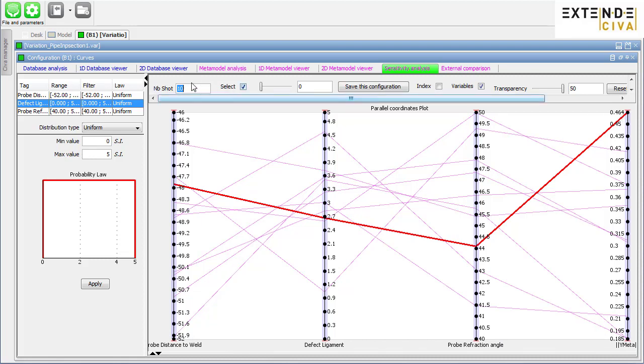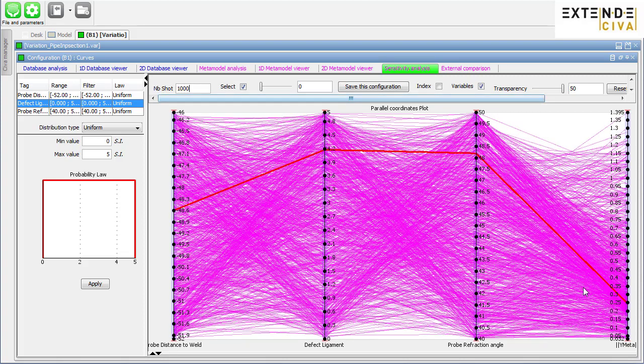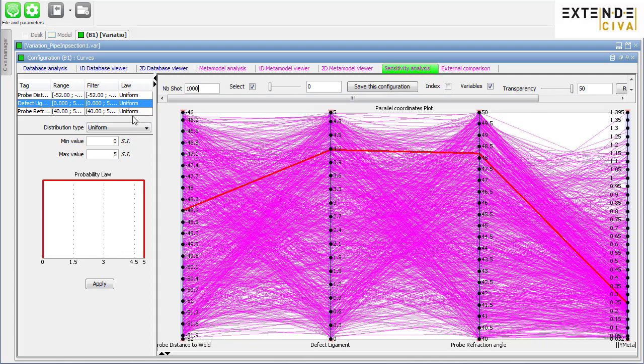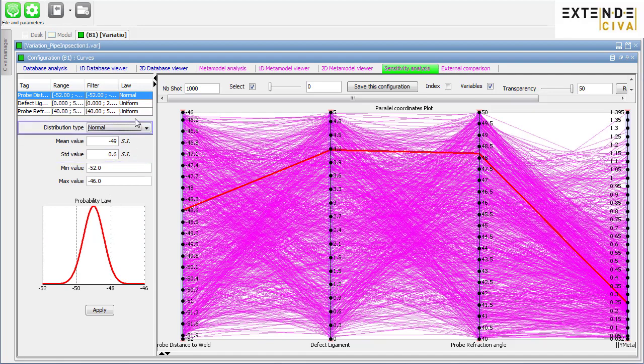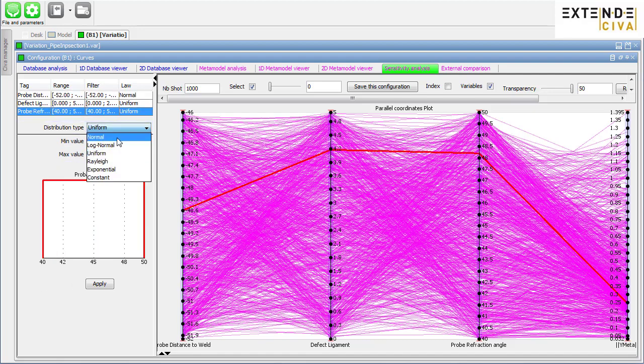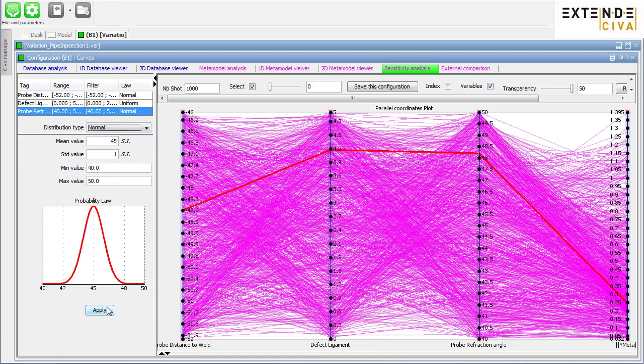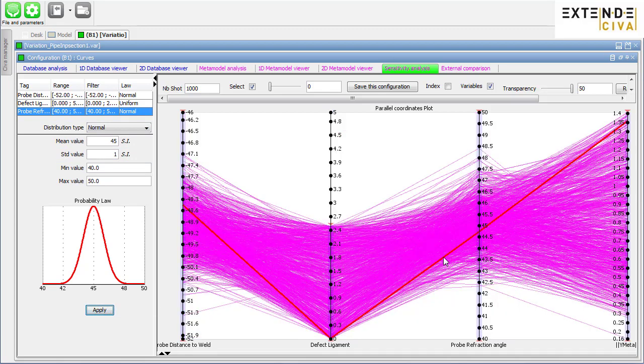Thanks to Metamodels, you can resample the dataset as you wish, 1,000 runs for instance, and you can consider new density functions for parameters in order to be consistent with the variability during inspections. For example, let's limit the defect ligament to 2.5 mm, and let's consider normal distributions for the probe angle and position instead of uniform ones. Parameters leading to best or worst cases can be highlighted thanks to transparency.